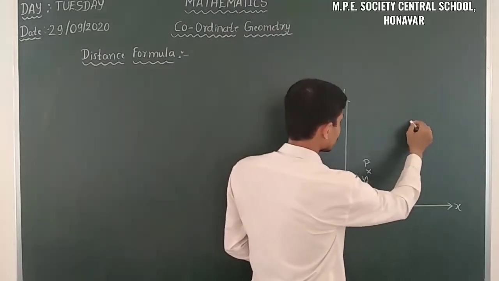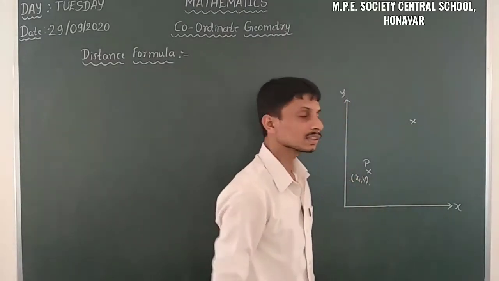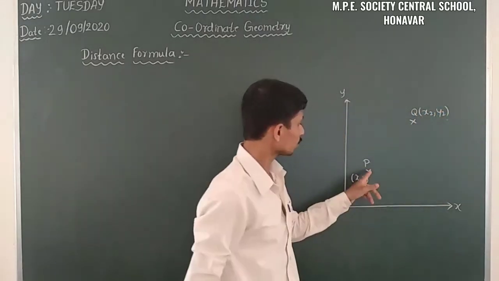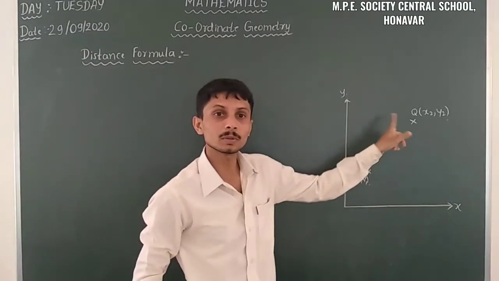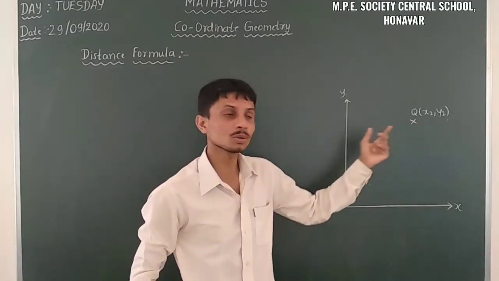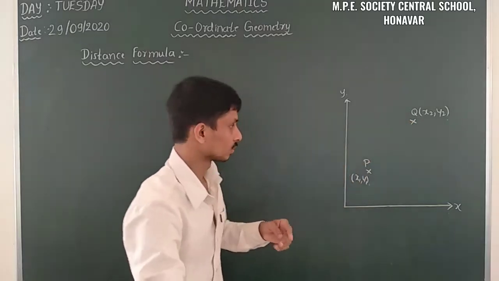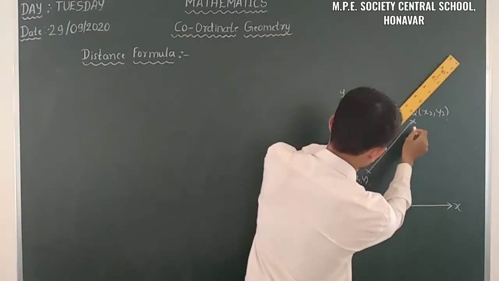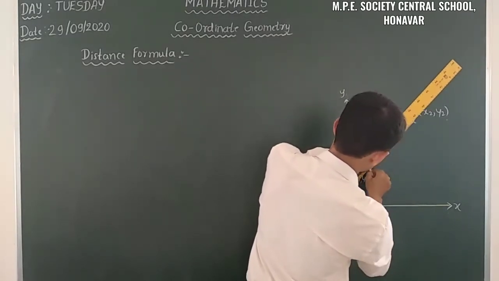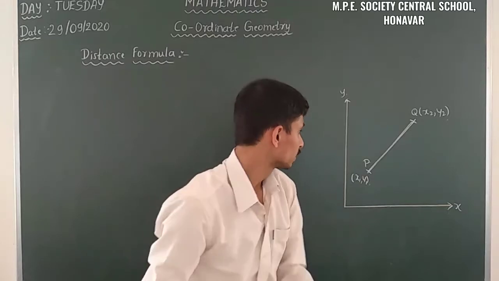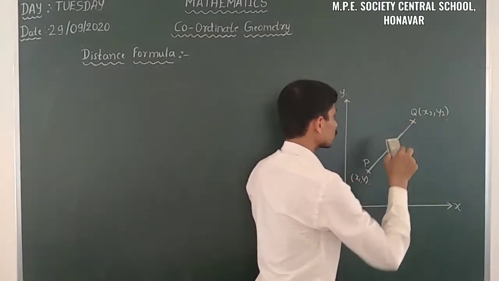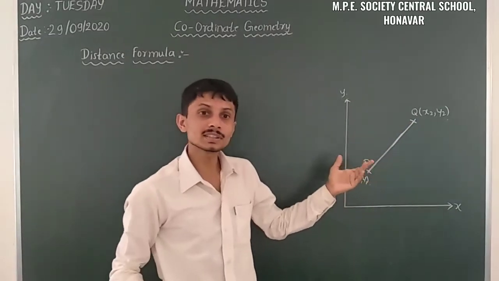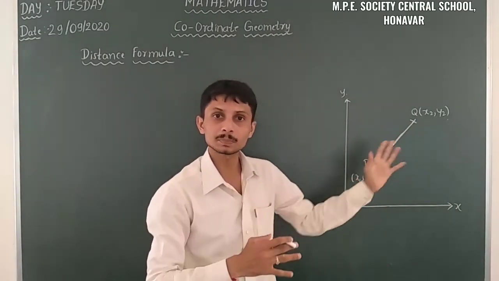Then I will take another point here. This is Q of x2 comma y2. Here we have to find the distance between P and Q. For that we have to join those 2 points, so I will join PQ here. Yes, here is the line joining those 2 points. It is PQ.